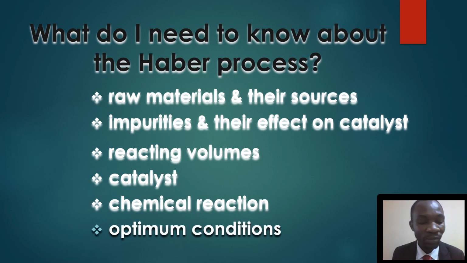The other thing, you should know that we need to produce the maximum amount of ammonia using the reactants that we are going to use. So for maximum yield, we need optimum conditions: the best pressure, the best temperature, and the best catalyst. So you must know all these conditions that are necessary during this process we are calling the Haber process, which is the manufacture of ammonia.